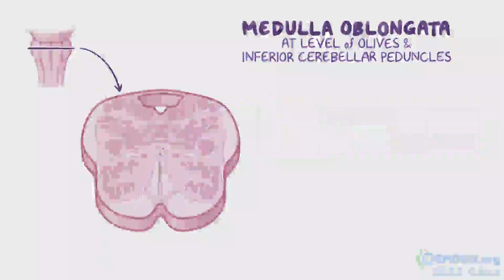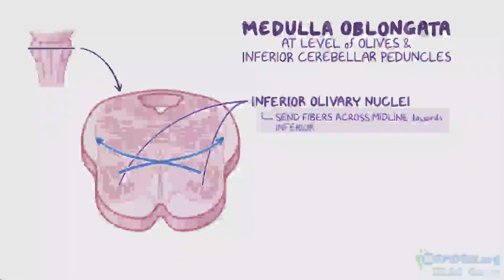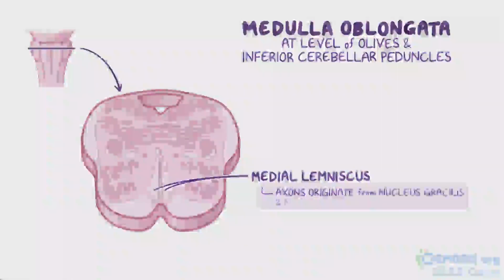Dorsal and lateral to the pyramids, there are the inferior olivary nuclei that look like two big crumpled bags, with their openings positioned toward the middle. These nuclei send fibers across the midline toward the inferior cerebellar peduncles. Also dorsal to the pyramids, and between the inferior olivary nuclei, there are the medial lemnisci, whose axons originated from the nucleus gracilis and nucleus cuneatus in the medulla.